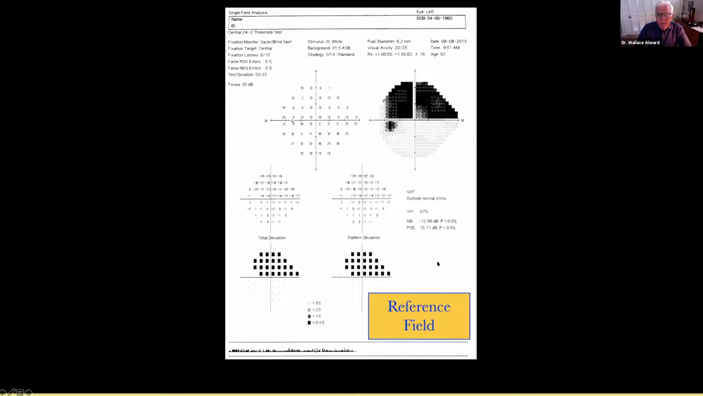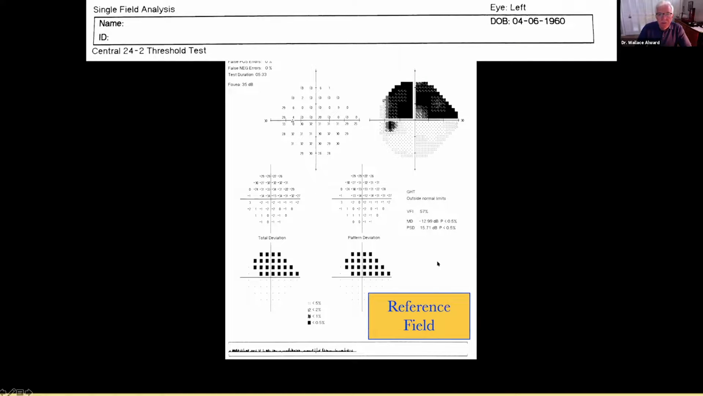Again, if we go back to our reference field at the top, it has some information. It tells you it's a single field analysis. We're looking at the left eye. The strategy is 24-2. Again, it's the left eye, and it has the patient's date of birth.